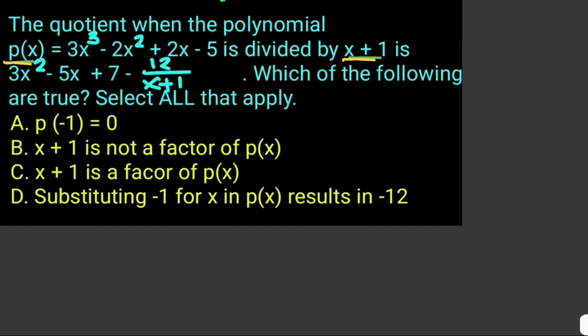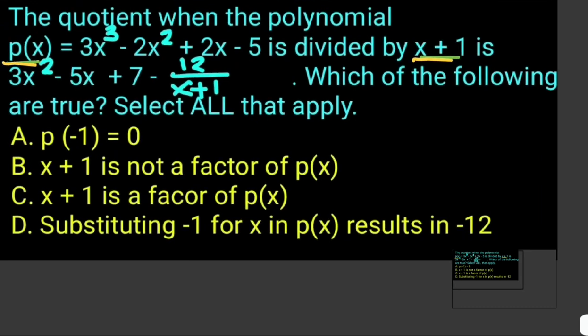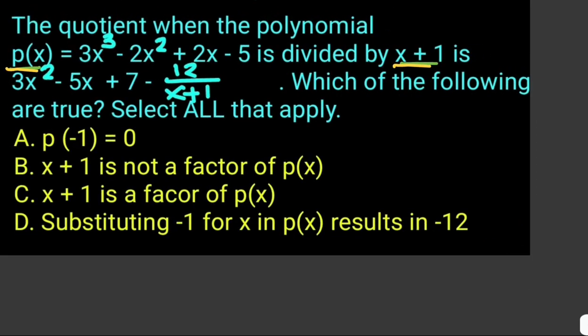Alright, let's take a look at the problem again. The quotient when the polynomial p of x equals 3x cubed minus 2x squared plus 2x minus 5 is divided by x plus 1 is 3x squared minus 5x plus 7 minus 12 over x plus 1. Which of the following are true? Select all that apply. So we're given here the dividend, the divisor, and the quotient. We just have to check which of the options given here, from A to D, are true.